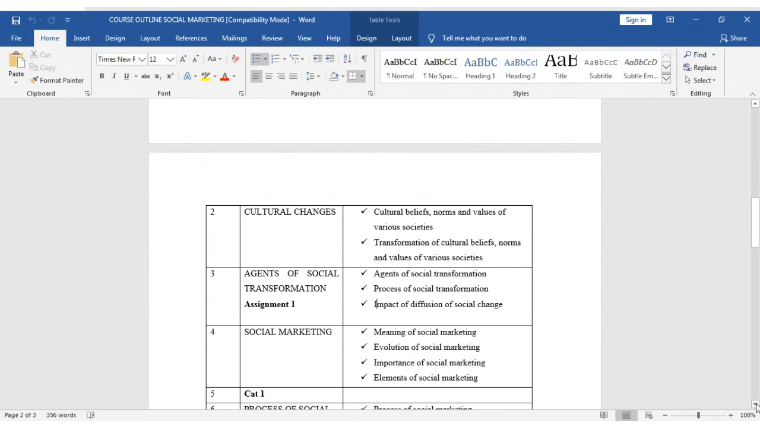And then from there, we shall proceed to the agents of social transformation. We know there are so many agents that can help us in community development. So the same agents, they can help us in transforming the society. We know of the family, we know of the religious institutions, we know about the schools, we know about the mass media, all these are agents of social transformation. So we shall be discussing them and how they are helping us to transform the society.